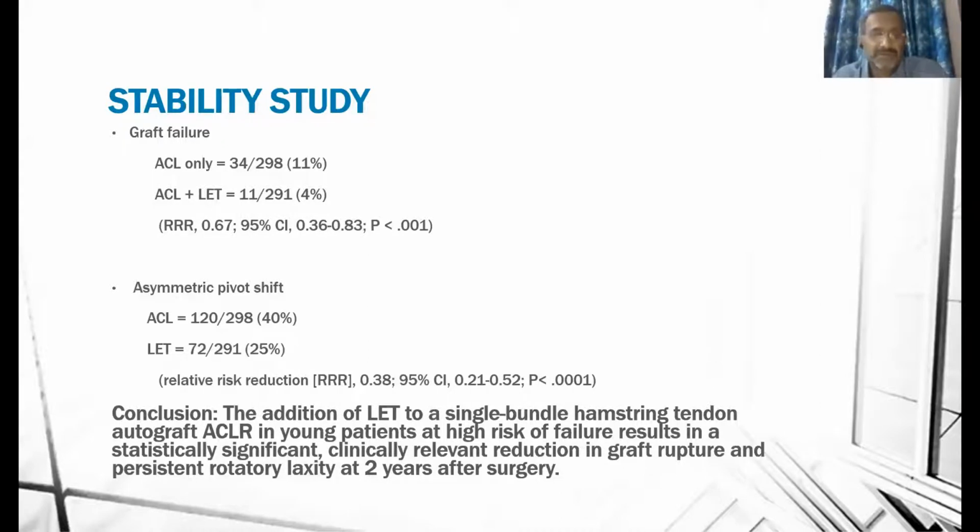So they came to the conclusion that the addition of LET to a single bundle hamstring tendon autograft in young patients at high risk of failure results in a statistically significant, clinically relevant reduction in graft rupture and persistent rotatory laxity at 2 years of surgery. So this is only a 2-year result.